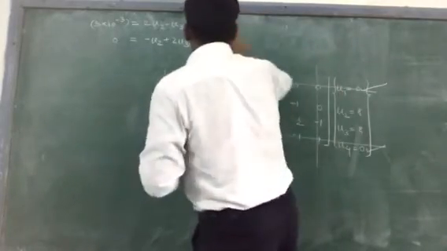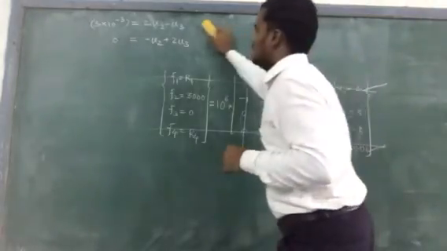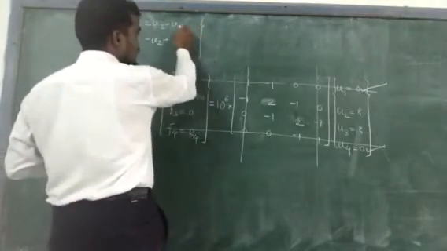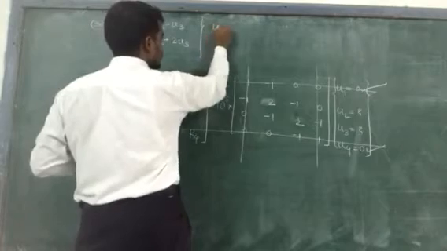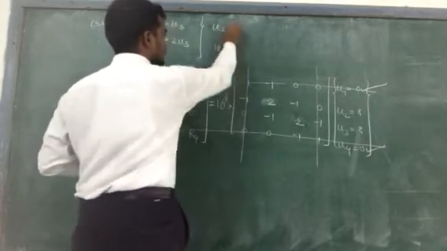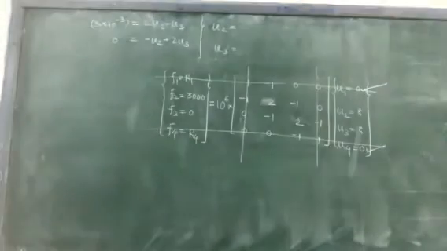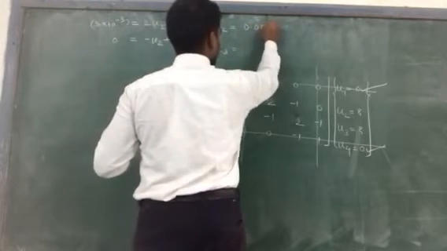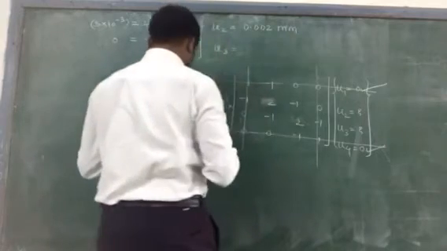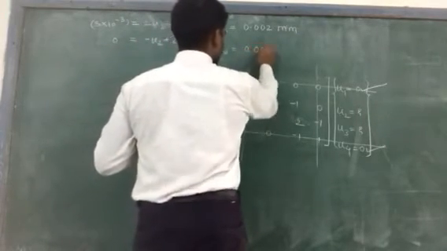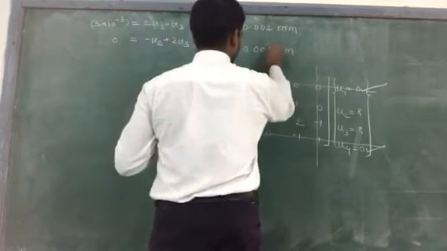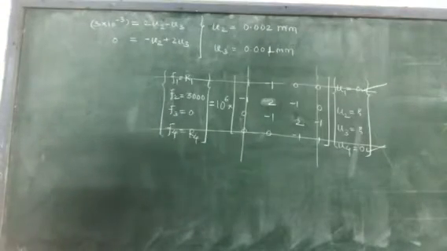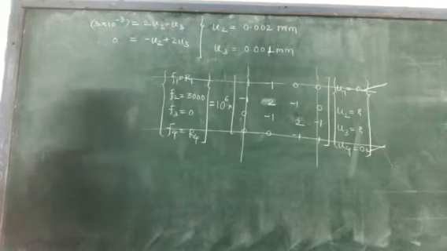Now by solving these two equations for the two unknowns, u2 and u3, in your calculator, you will get the values of u2 and u3. So you will get the value of u2 equal to 0.002 mm, and the value of u3 is equal to 0.001 mm. You will get u2 is equal to 0.002 mm and u3 is equal to 0.001 mm.